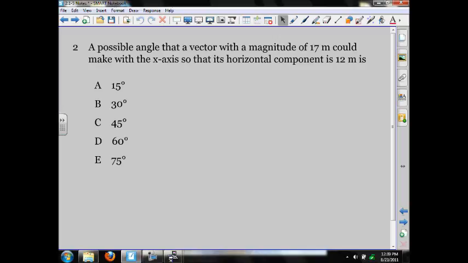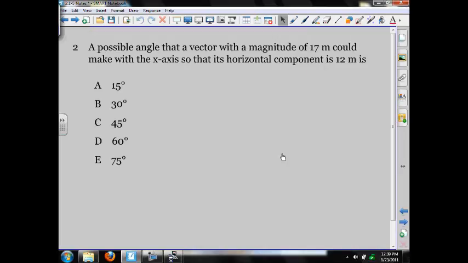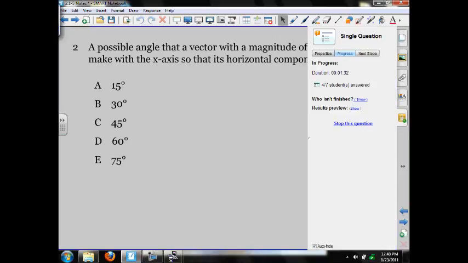Horizontal component to be 12 meters, the magnitude to be 17 meters. About 34 centimeters there.